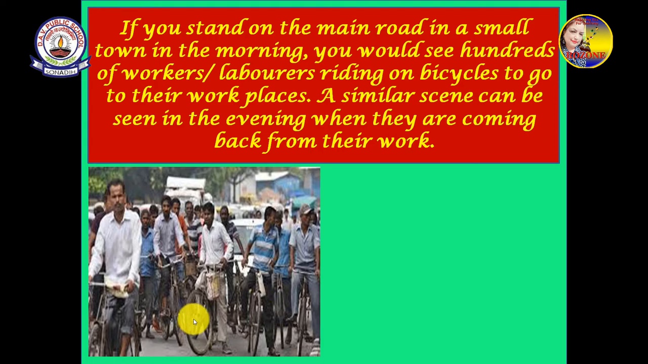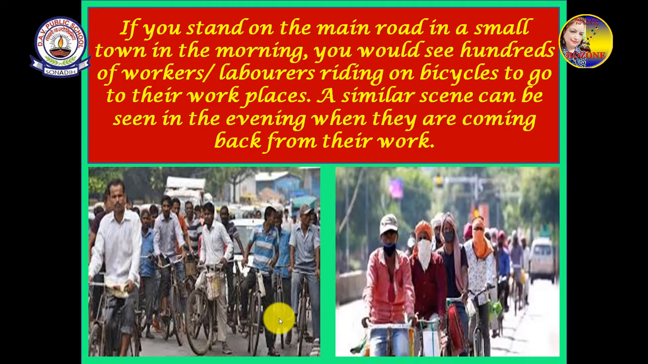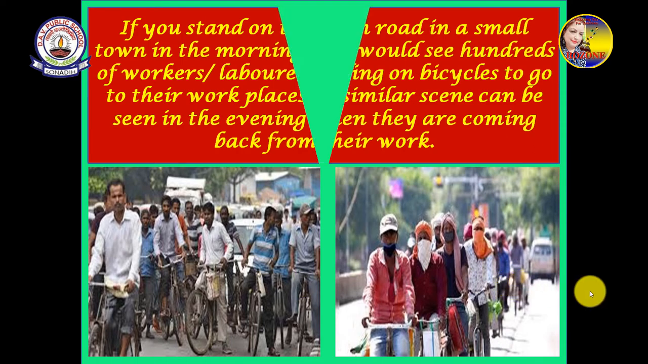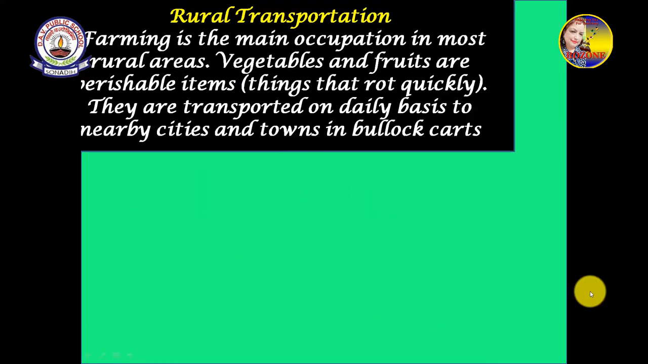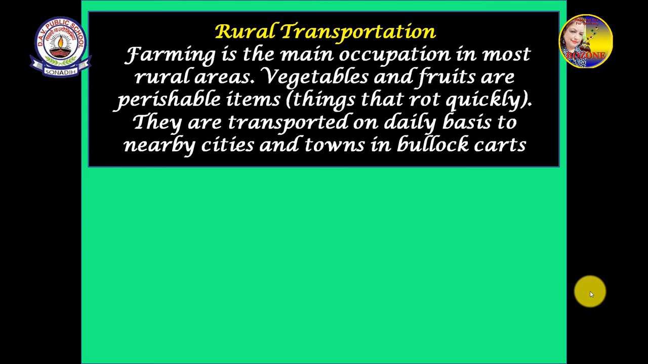A similar scene can be seen in the evening when they are coming back from their work. You can see the same scenery, going to work and coming back from work. So rural transportation is the next thing that we are going to see. Rural means village areas. All the transportation that we see in the villages, we are going to see in this part.